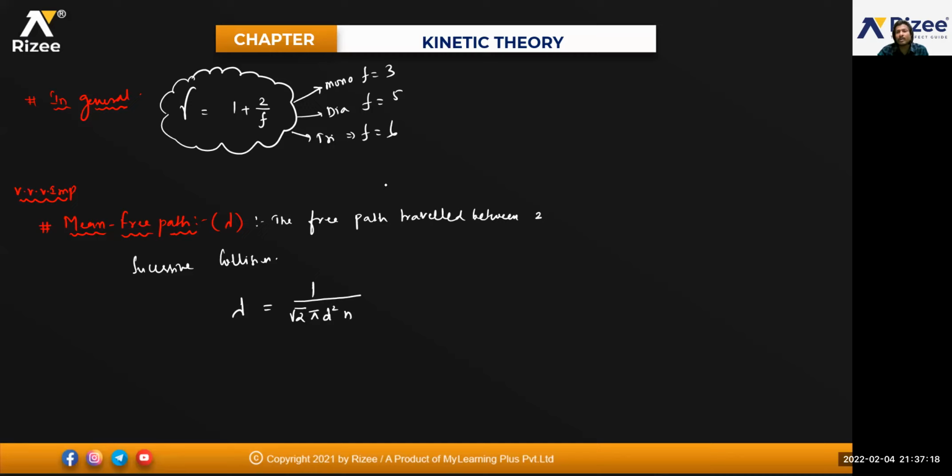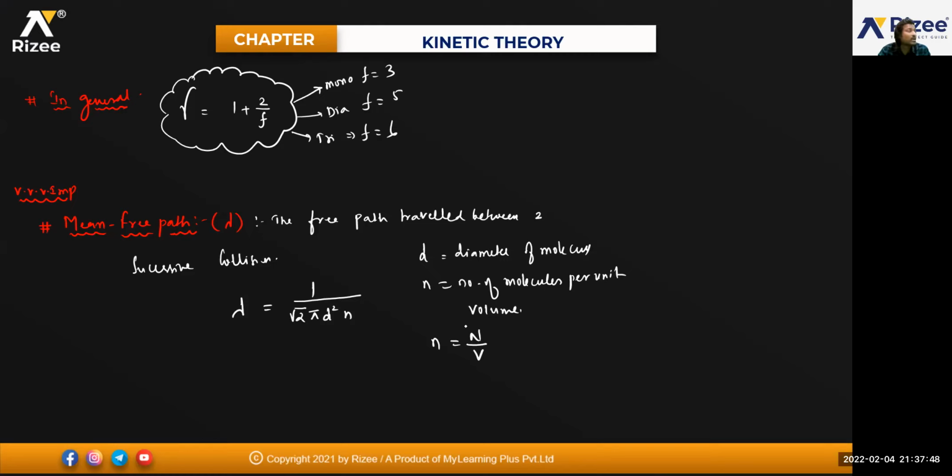If I'm writing the values of this one, d is nothing but the diameter of the molecule, and n is nothing but the number of molecules per unit volume. That means n is equal to capital N divided by V.